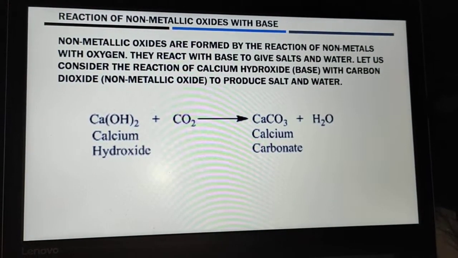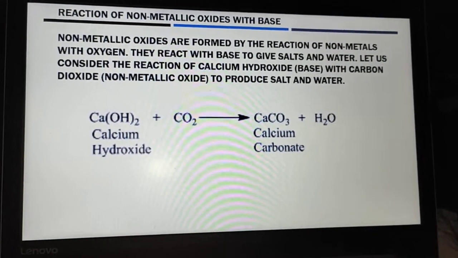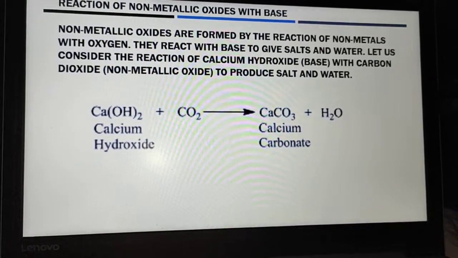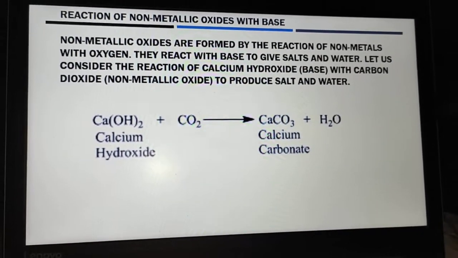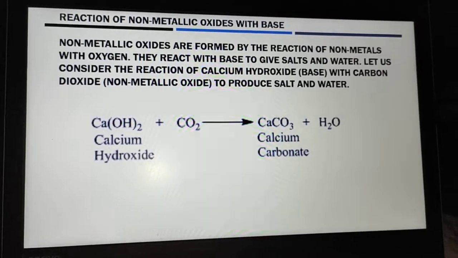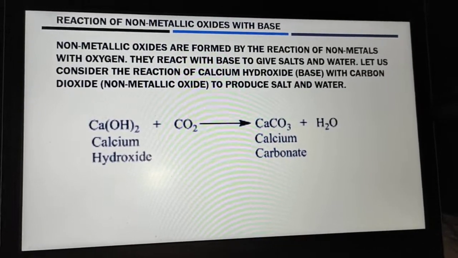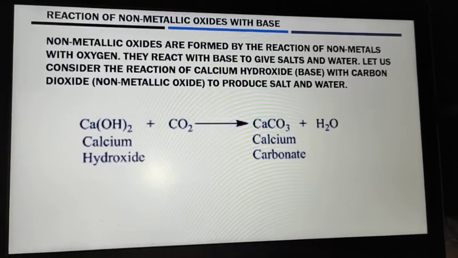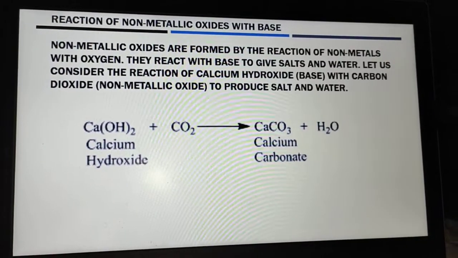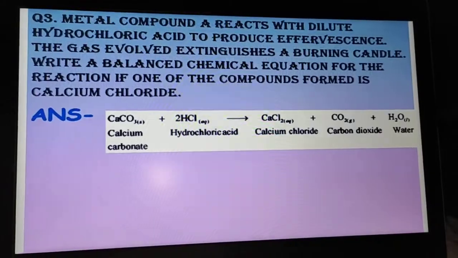See the reaction: calcium hydroxide, which is your base, plus CO2. CO2 is your non-metallic oxide. It gives calcium carbonate plus H2O, salt plus water. So this is the reaction between a non-metallic oxide and a base.